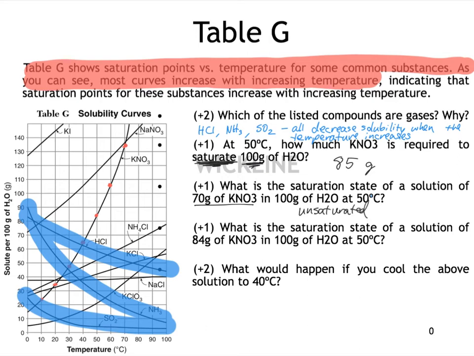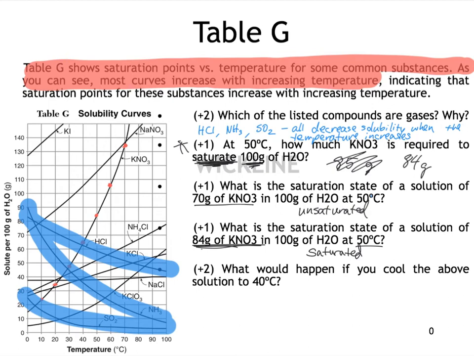For the next question, it asks, what's the saturation state of a solution of 84 grams of potassium nitrate in 100 grams of water at 50 Celsius? So it's very similar to this question up here. The only difference is that instead of 84, I had said 85 up here, which means that what I was really going for was 84 grams, so I'm going to change that now. And we're going to base our answer on this. So if we have 84 grams in 100 grams of water at 50 Celsius, then that means we have a saturated solution.